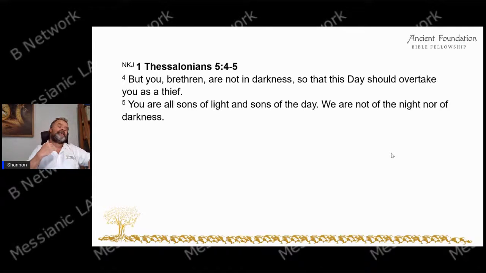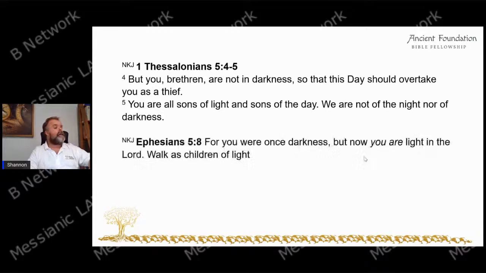We are no longer under the power of the adversary. We are no longer blinded by Satan. We are now sons of light. We are sons of the day. And we should behave as such. And another example is in Ephesians 5:8. "For you were once darkness, but now you are light in the Lord. Walk as children of light."